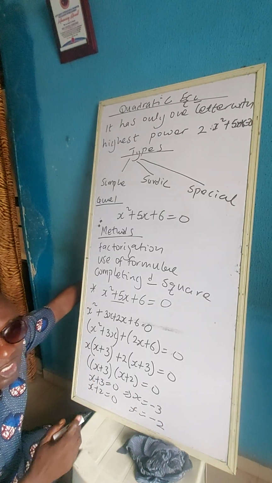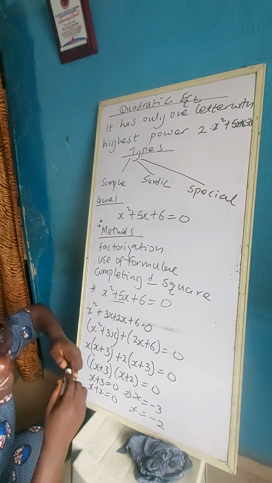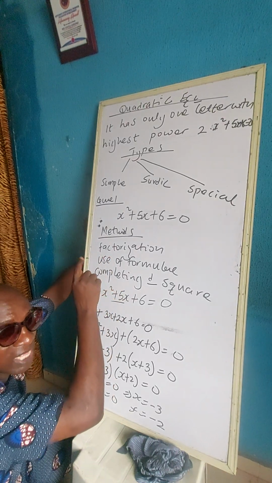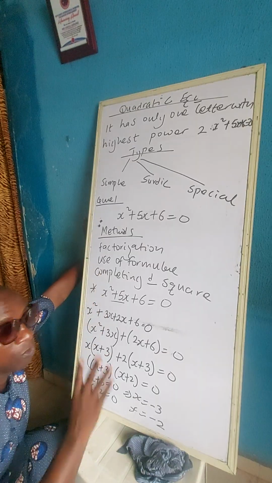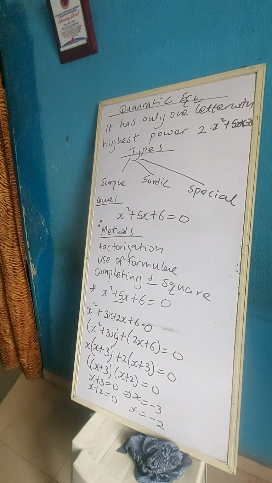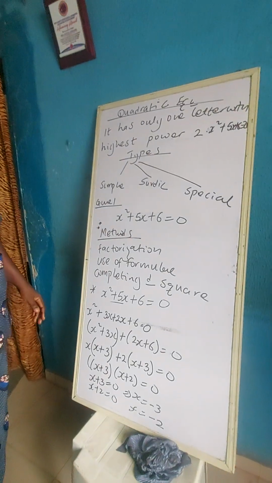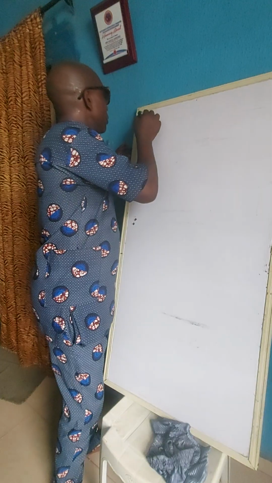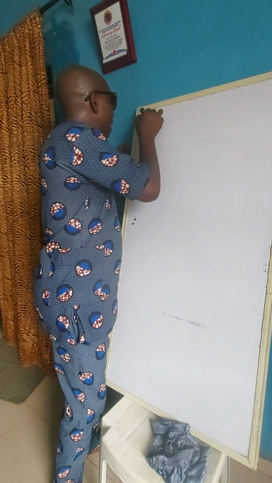In a quadratic equation, you must get 2 answers. That is why the highest power of that variable, that letter, is 2. You must get it. We move to the next method to solve, which is the use of formula. Let's go to that one. Next, we are moving to use of formula.